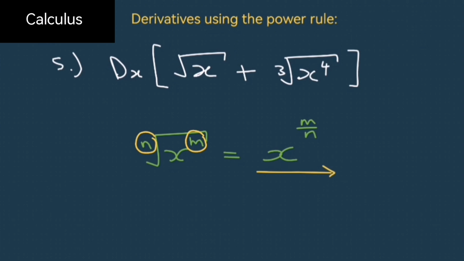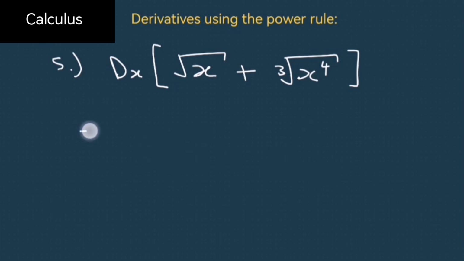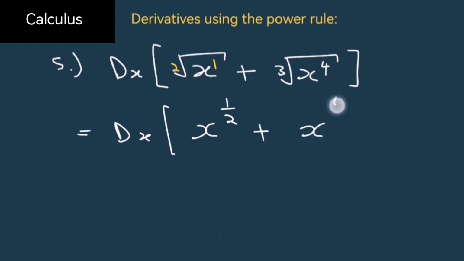Now to use this in example number 5, we can rewrite the square root of x as x to the power of 1 over 2, with the inside exponent for the x being 1, and square root is the invisible 2. So 1 over 2. Now applying the same thing for the next expression, we have 4 over 3 as our exponent. And now we are ready to take the derivative.